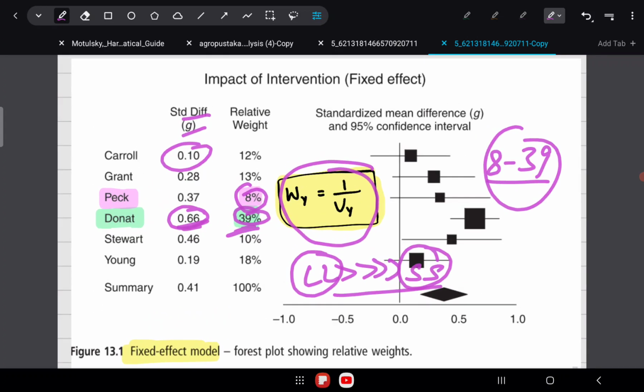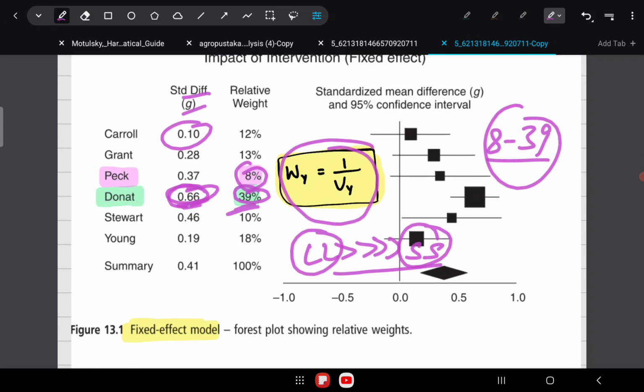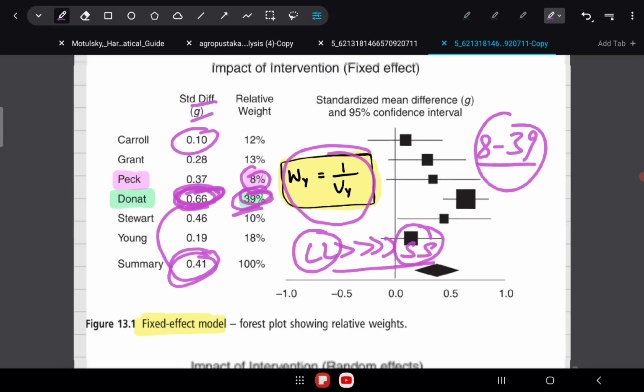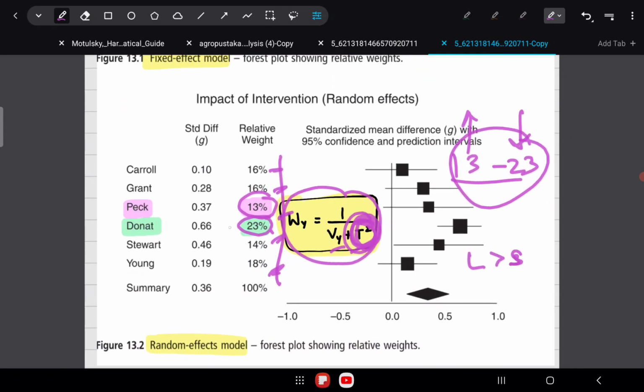If you see the Donut study, it was the most extreme study, right? Because it was a very extreme study, it had a huge effect size and the weight was also more, so it was pulling the summary effect towards it. You can see the summary effect is quite close to the Donut study, right? But when you go to random effect modeling, the relative weight of the Donut has decreased, and because of this, Donut is not pulling the summary effect towards it anymore, and the summary effect has somewhat decreased. So the influence of the Donut study has decreased.